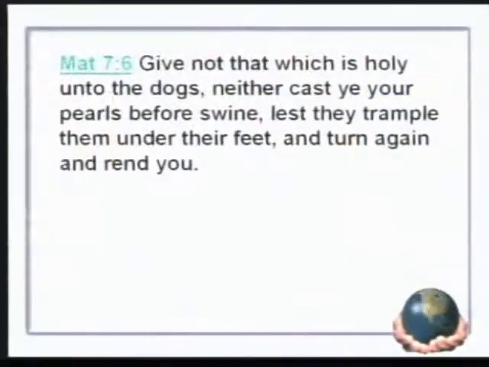Matthew 7, verse number 6. Amen. Let's read it together. Give not that which is holy unto the dogs, neither cast ye your pearls before swine, lest they trample them under their feet and turn again and rend you.